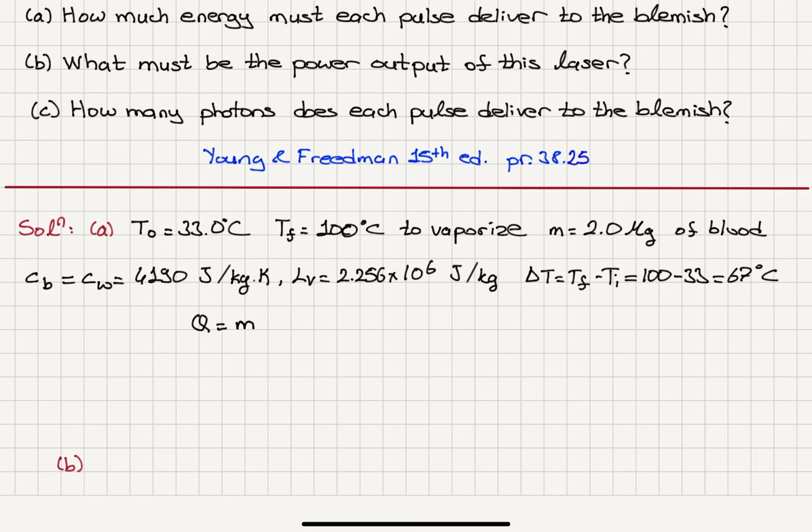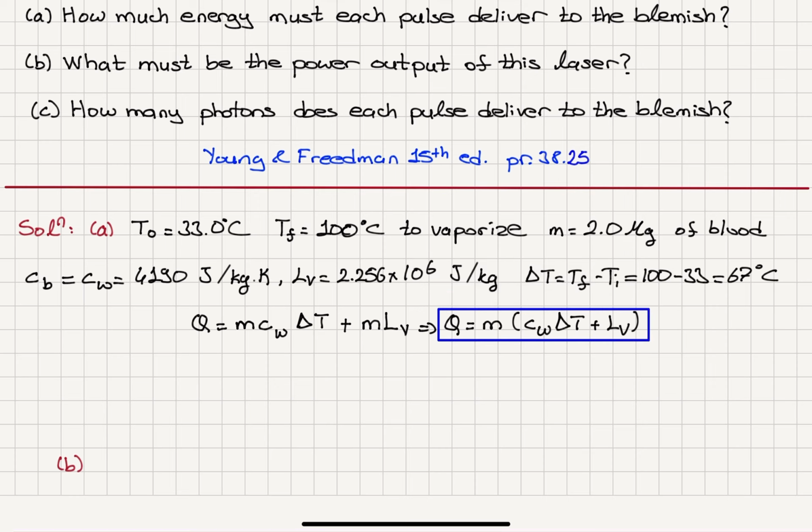The amount of heat that we have to provide, Q, is equal to mass of the blood that we're going to vaporize, times specific heat of the blood, which is equal to the specific heat of water, times delta T. And then we're going to go through a phase transformation from liquid to vapor, so mass times latent heat of vaporization. So the amount of energy we have to supply is m times specific heat of water delta T plus latent heat of vaporization. Okay, that's the amount of energy we have to supply.